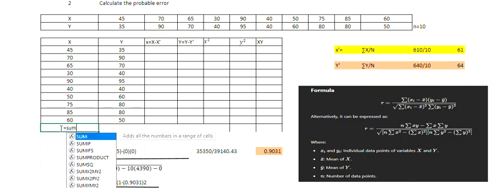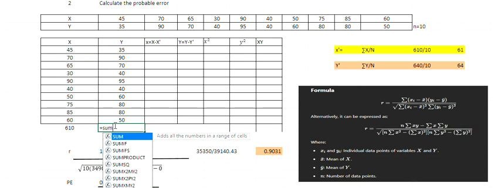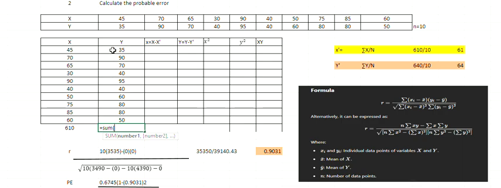So for that I just find out the summation x, right? Okay, summation x is done. Then I'll do summation y, the same thing. Okay, summation y, done. So now when you do this, summation x is 610 divided by 10. Why is it 10? Because there are 10 data points. So x bar is 61 and y bar is 64.